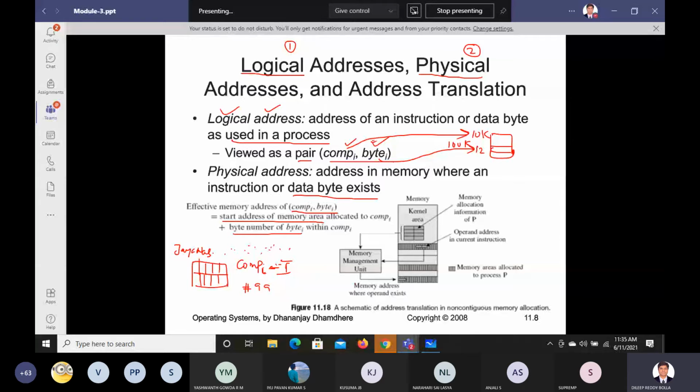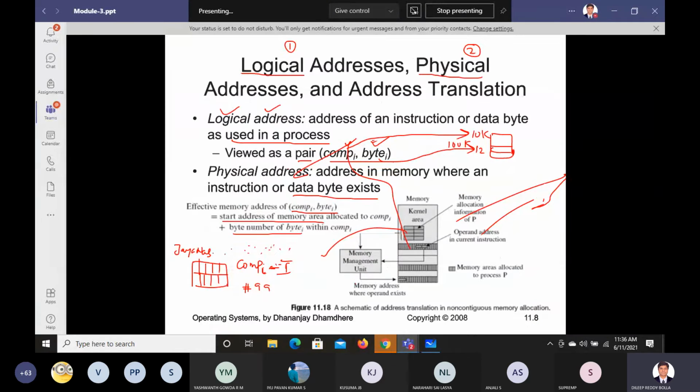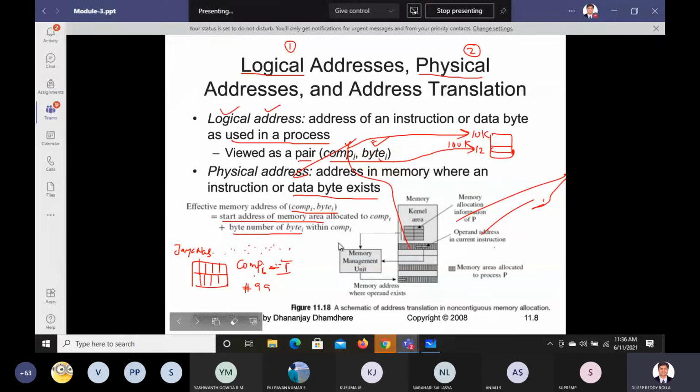Can you see this diagram? See this one here. One second. One minute. Just a minute. There was some malfunction here. Just a minute. Okay.